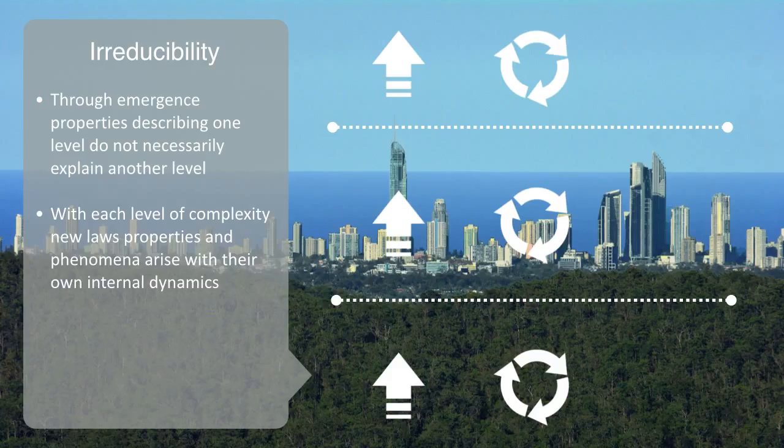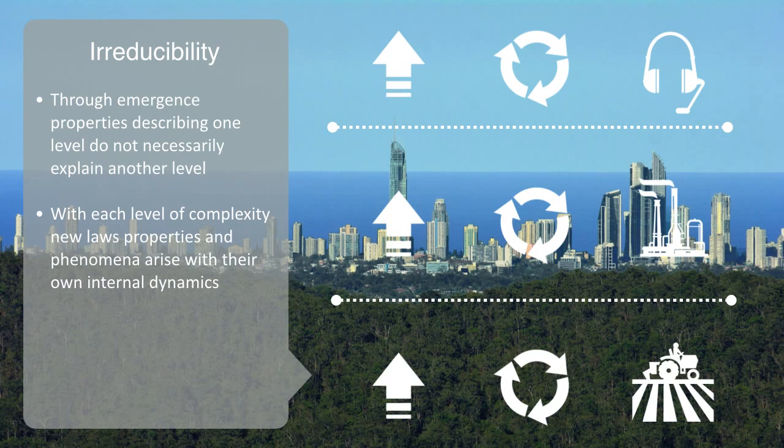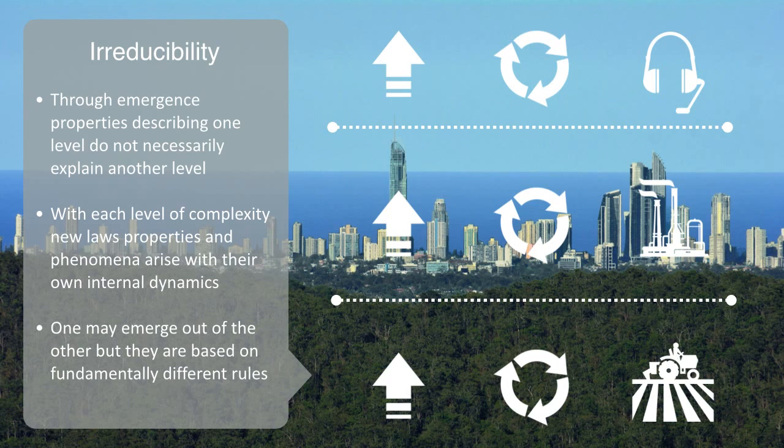Different functional levels to our economic infrastructure run on very different principles. The primary sector, industrial sector, and services sector are all governed by their own internal dynamics and set of rules. Thus, applying an industrial logic to services simply doesn't work. One may emerge out of the other, but they're based on fundamentally different rules.